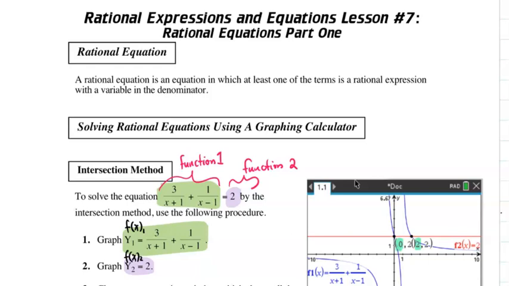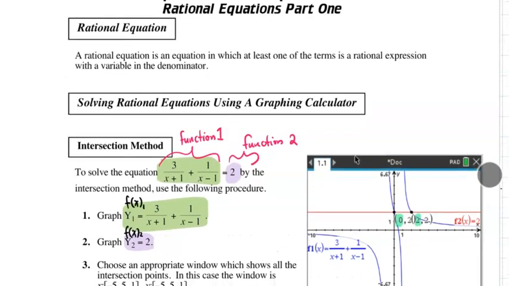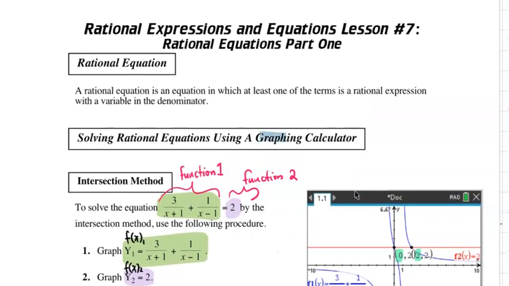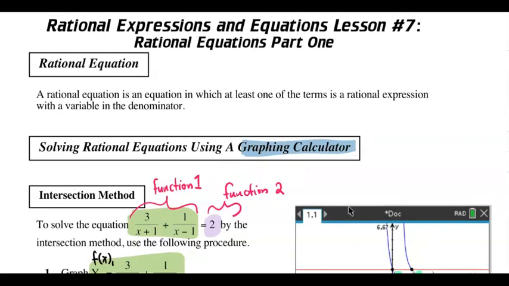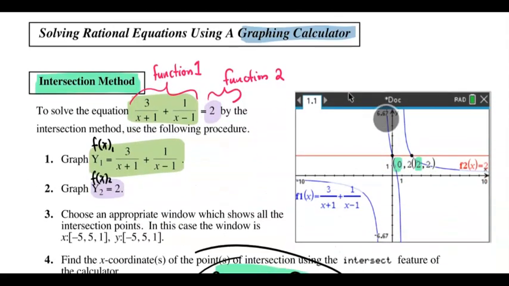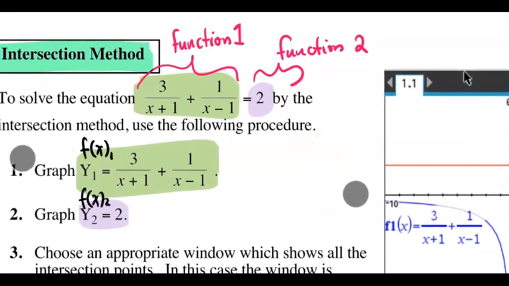Hello everyone, in this recap video, I'm just going to quickly go over how we can use our graphing calculator in order to solve for an equation. The first method we're looking at is by using the intersection method. So let's just have a quick review of what we looked at in class here.